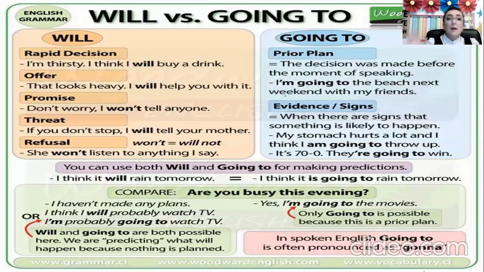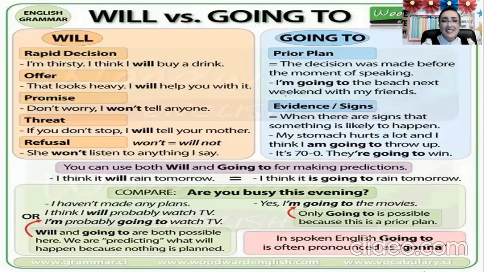For example, my stomach hurts a lot. I think I'm going to throw up. Or it's 70-0. They are going to win, okay? It's something that is evident. For example, oh, she has been practicing and fighting. The other one cannot win.